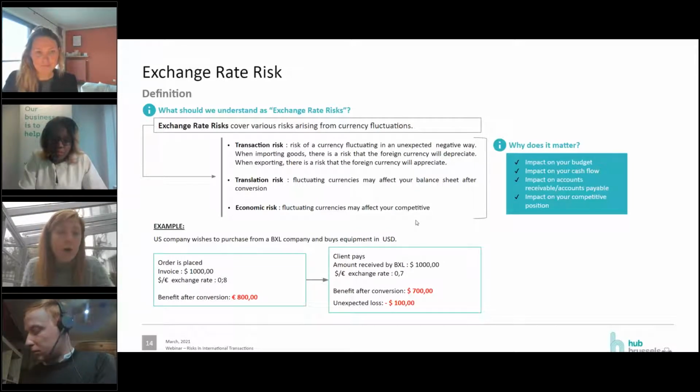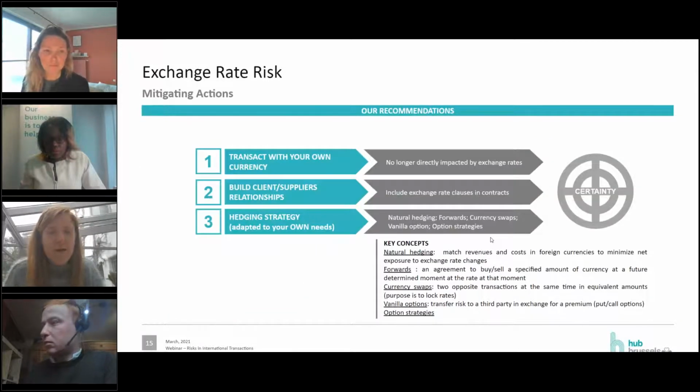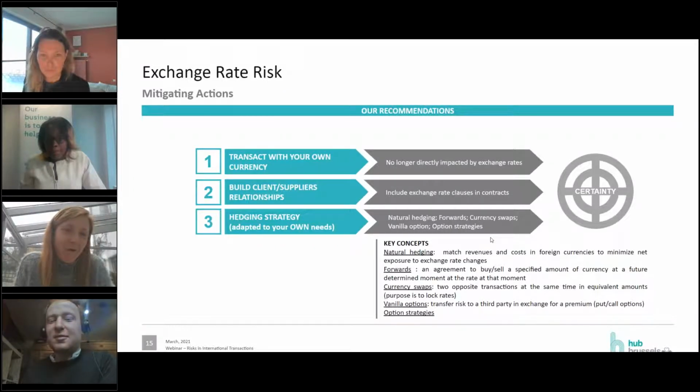So how can you deal with that? How can you make sure that the price you originally set is what you're going to get in your accounts after conversion? There are different ways. Maybe we can go to the next slide. First is always dealing with one currency. So you ask your clients to pay you in euros, so they will have to deal with the exchange rates themselves.